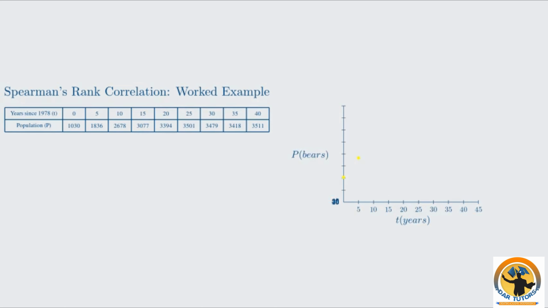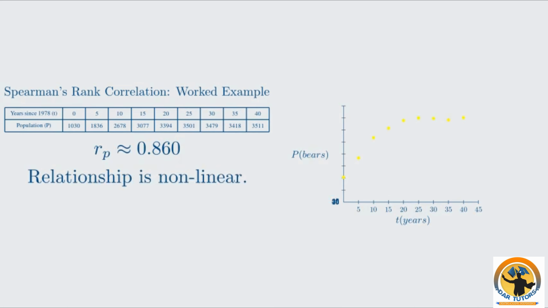First, we'll plot a scatter diagram. Looking at this graph, the relationship is clearly not a straight line. Pearson's r for this data is approximately 0.860, which suggests a strong positive correlation, but doesn't capture the curve. Because the relationship is nonlinear, we should use Spearman's rs. Next, we find the ranks for t and p.